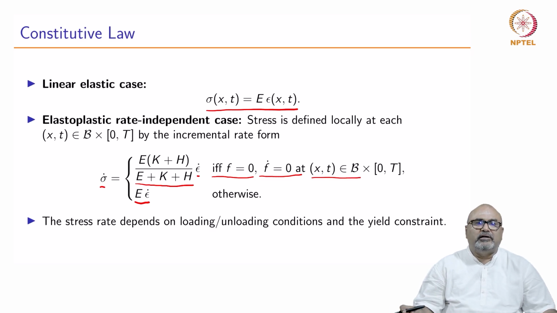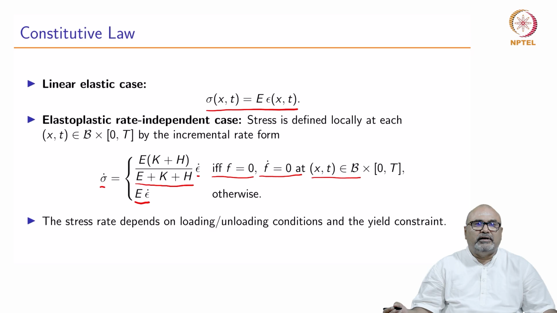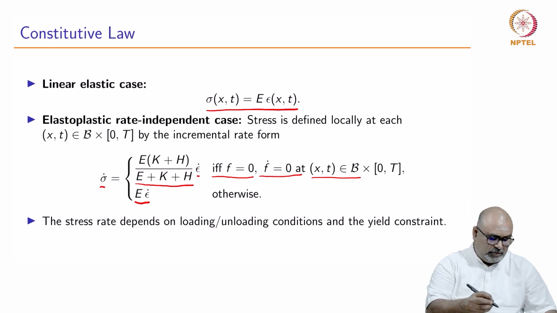The stress rate depends on loading and unloading conditions and the yield constraint. Depending on the criteria satisfied for yield, and if the plastic deformation has started, the stress rate is defined as either E times epsilon dot or E times (k plus h) by (E plus k plus h) times epsilon dot.